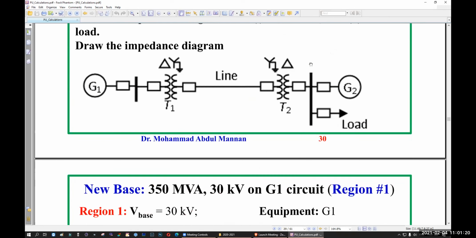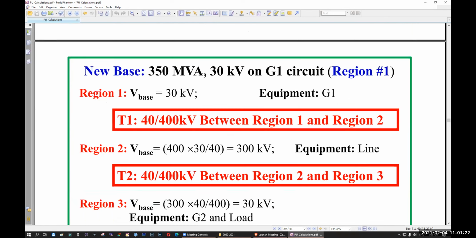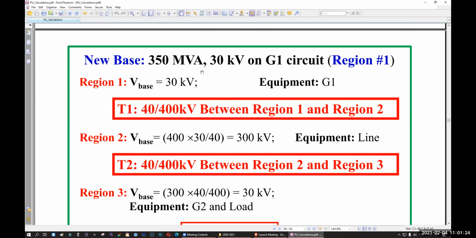Then you have line equipment for the region 3. Region 3 means this part in this side. So you do not have to remember in your exam, you do not have to give me region 1, region 2, region 3, something like that. No, not like that. Do not do this. What you do? You do like this.